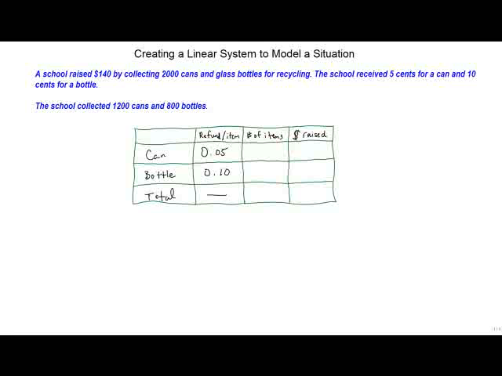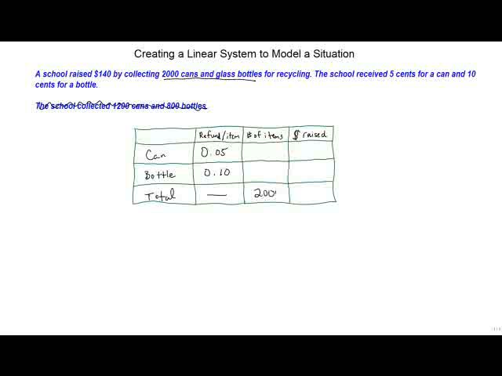Next we look at the number of items, so the number of cans and the number of bottles. Now we have to remember we're creating a linear system to model this situation, so technically this information would not be given to us. That information is there just to verify that our linear system is correct. So without looking at it, we only know that there are 2,000 cans and bottles in total. So right off the bat we can say total 2,000.